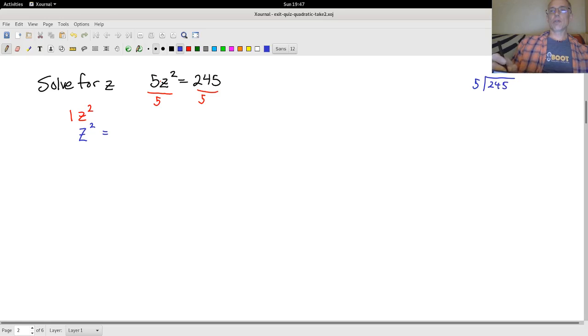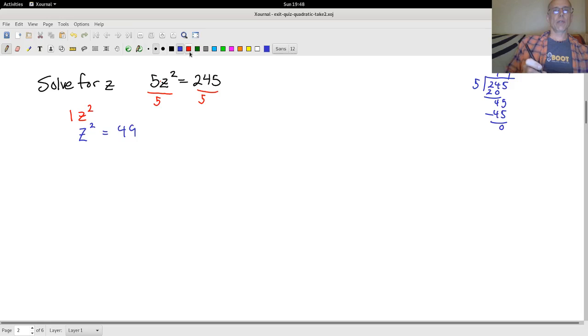Let's see, 5 goes into 2, no. 0 times, 5 goes into 24. 4 times 5 is 20. Remainder 4, bring down the 5. 5 goes into 45 9 times, so that's a nice number. 9 times 5 is 45. And we definitely get 0 remainder, so we get 49 on the other side.